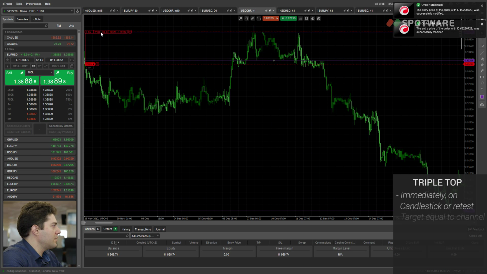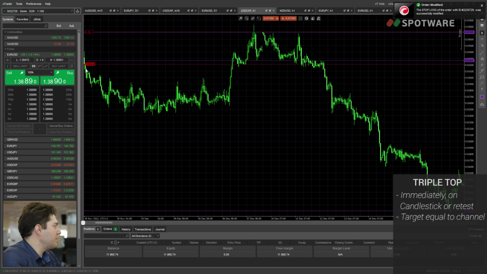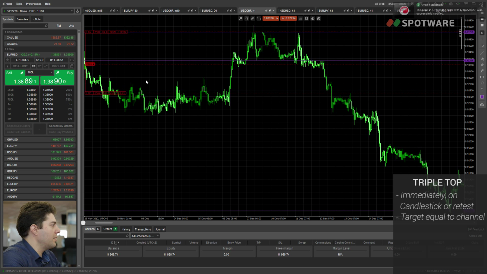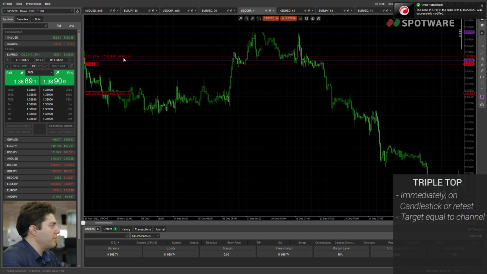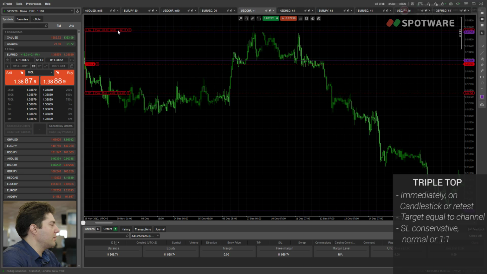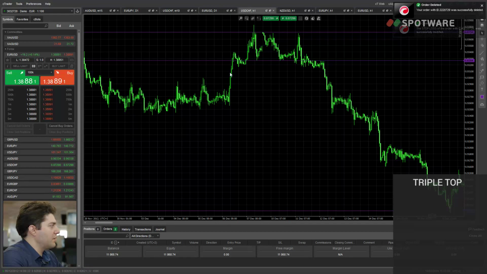Same target, same as the height of the channel. In this case it's 50 pips, so your target is going to be 50 pips, or 45 if you want to be sure. Your stop loss can be conservative, up on the top of the channel or the candlestick, or less conservative like in the previous swing, which is the best stop loss in this case. Or you can go 1-to-1, above the resistance. This is also a reversal pattern. It's found after trends.